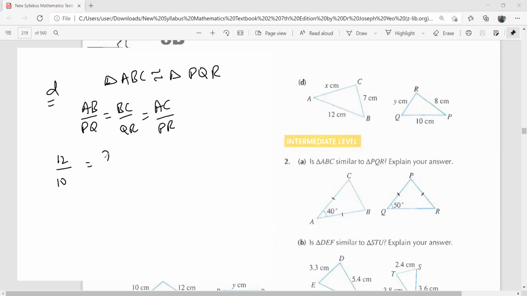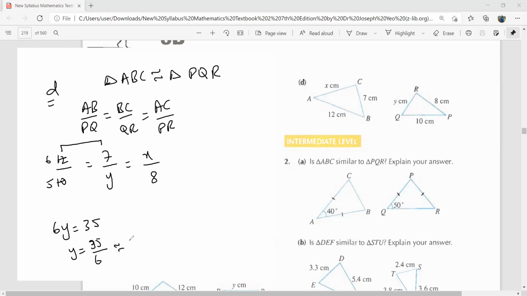BC is 7. QR is Y, AC is X, and PR is it. Okay, now fine. I'm going to simplify this with 2 6 times to 5 times. Okay, now when I put these equal to each other, I have 6y equal to 35. So y is 35 over 6.